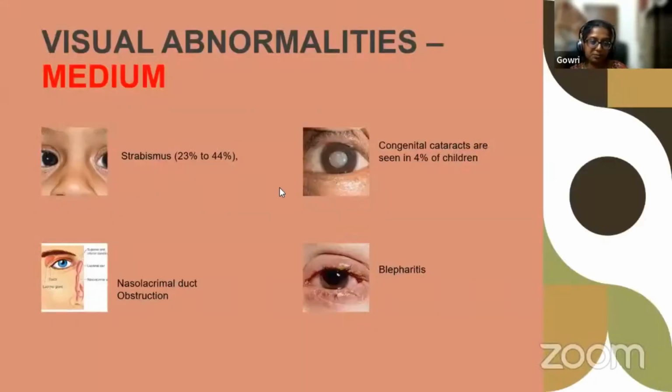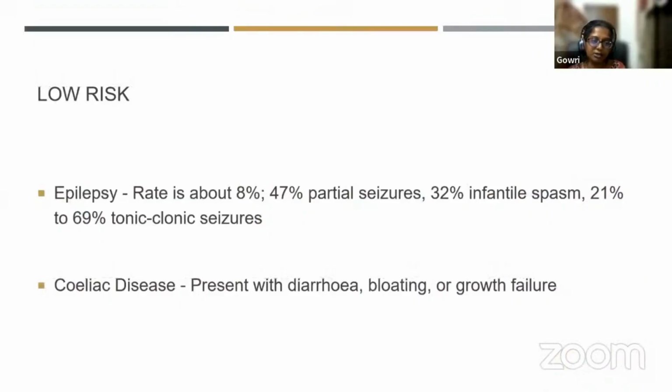Again, vision. They could have squint, they could have a duct that is blocked. So tearing of the eyes is very common, infection of eyes, cataracts could be seen. Again, these visual symptoms can also hamper the physical development and academics, reading, so many things. This could cause problems, so look out for them. Again, there is a risk of epilepsy and celiac disease, but they're very, very rare, just to have them at the back of your mind.